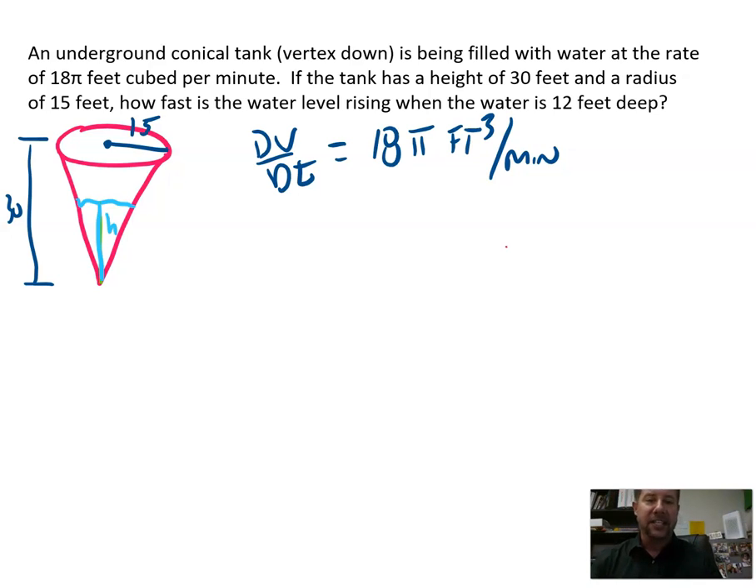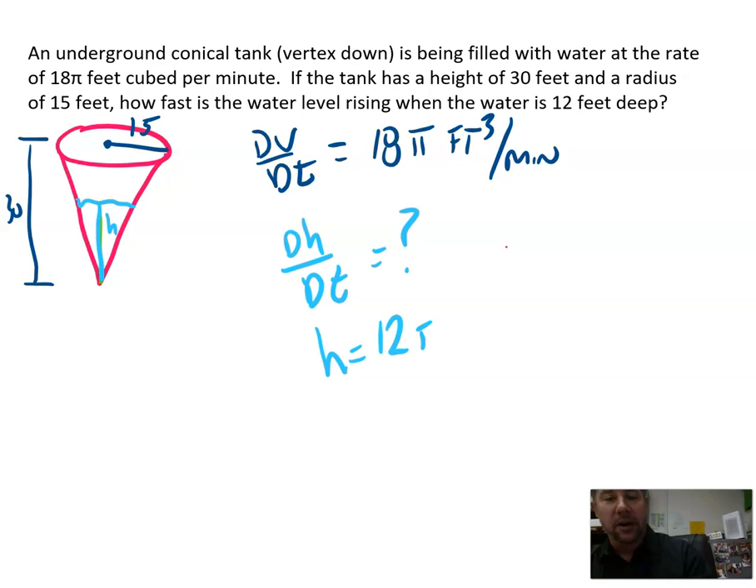Okay? How fast is the water level rising? So we're going to look for dh/dt when the water is 12 feet deep. Again, that is changing, so don't put that 12 on the picture. When h is 12 feet. Okay? So now we've kind of got all the information.